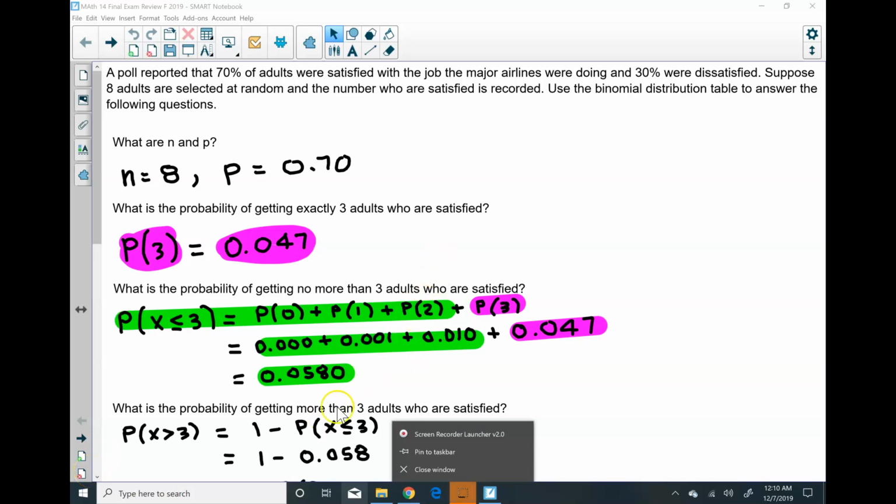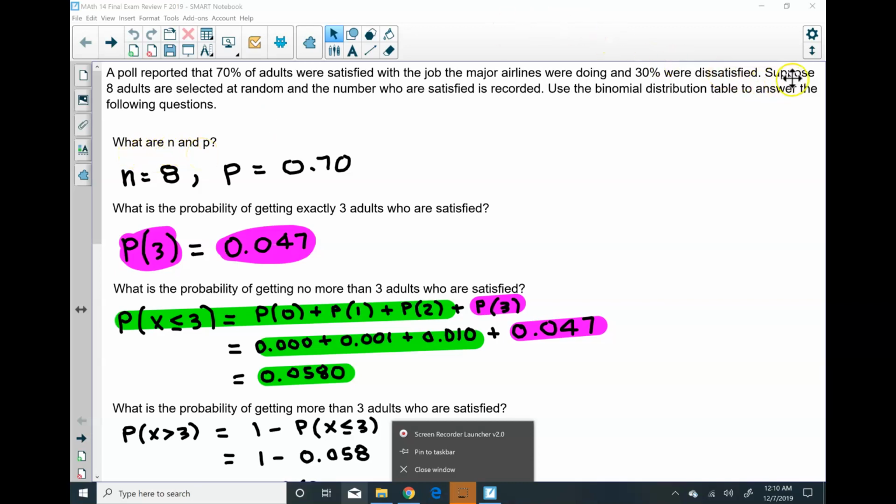Okay, now in his first question, the question states that a poll reported that 70% of adults were satisfied with the job the major airlines were doing and 30% were dissatisfied. Now suppose that 8 adults are selected at random and the number who are satisfied is recorded. Use the binomial distribution table to answer the following questions. The first question states: what are the values of n and then p?